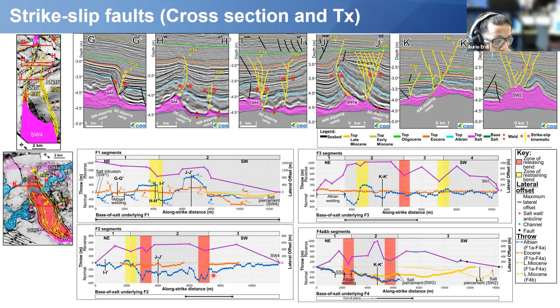In terms of relationship with basal relief, the faults also display varying degrees of physical linkage with the underlying relief, such as F4 in here or F1 in here. And they also are observed on the throw distance graph where the vertical throw is located above basal relief. A key observation of the relationship between the relief and the overlying strike-slip fault is that the maximum throw for each fault, whether at the top of Albian or Eocene, is presently and broadly underlain by the northeast trending basal relief.